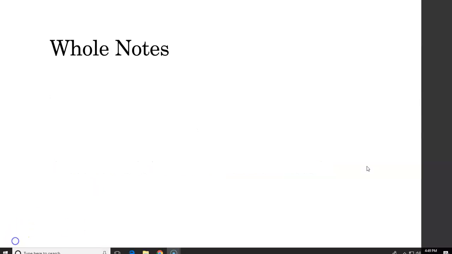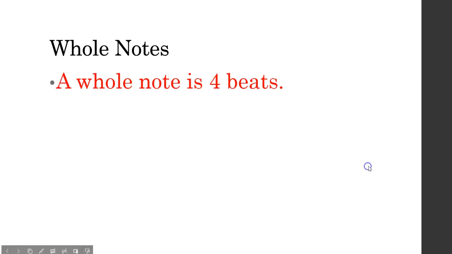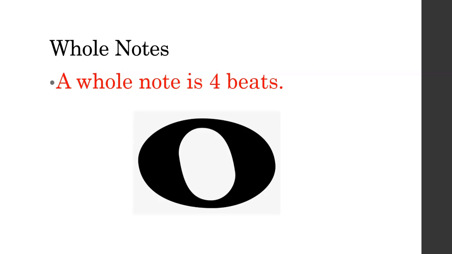So the largest note that we're going to use in this class is the whole note. A whole note is worth 4 beats, and it looks like this. It's basically just a circle. So if you're looking in music and you see something that looks like a plain circle, nothing fancy, it's a whole note, and that means that you're going to hold or sing or play that note for 4 beats.